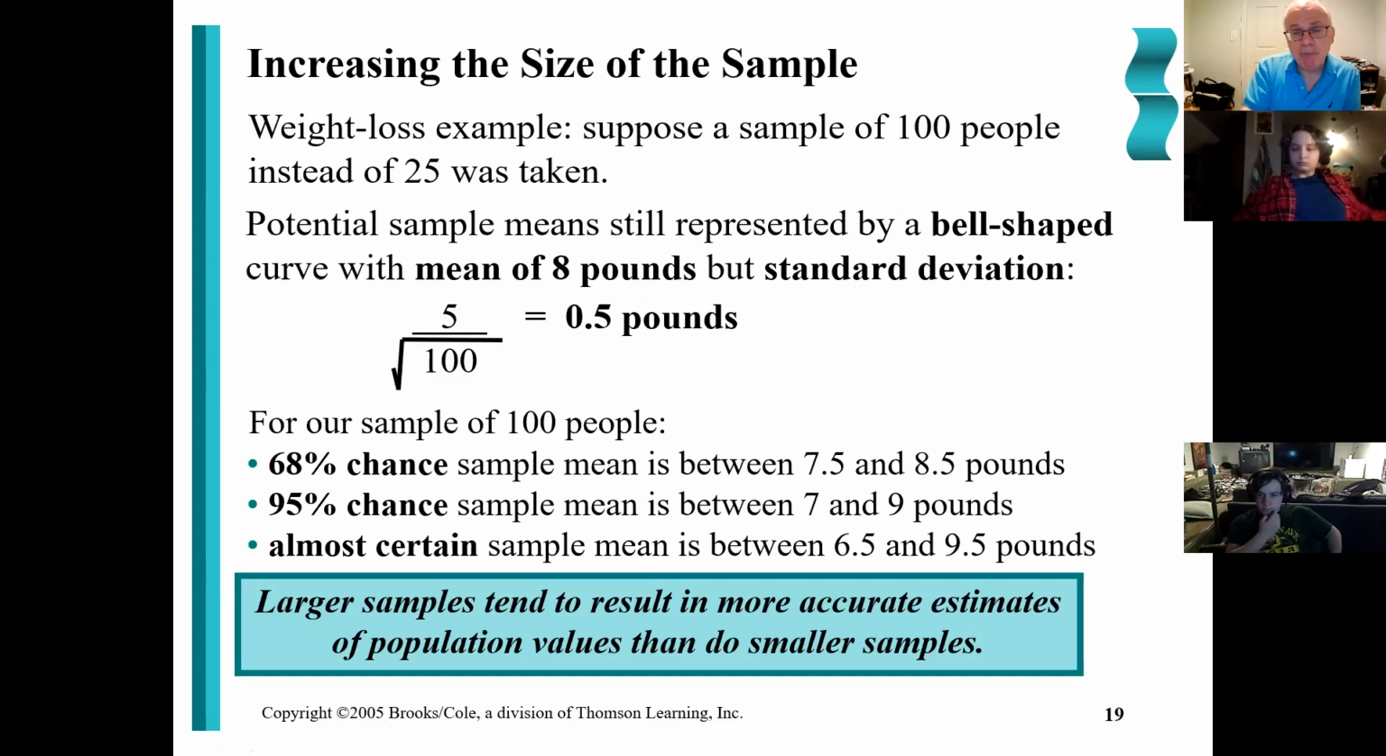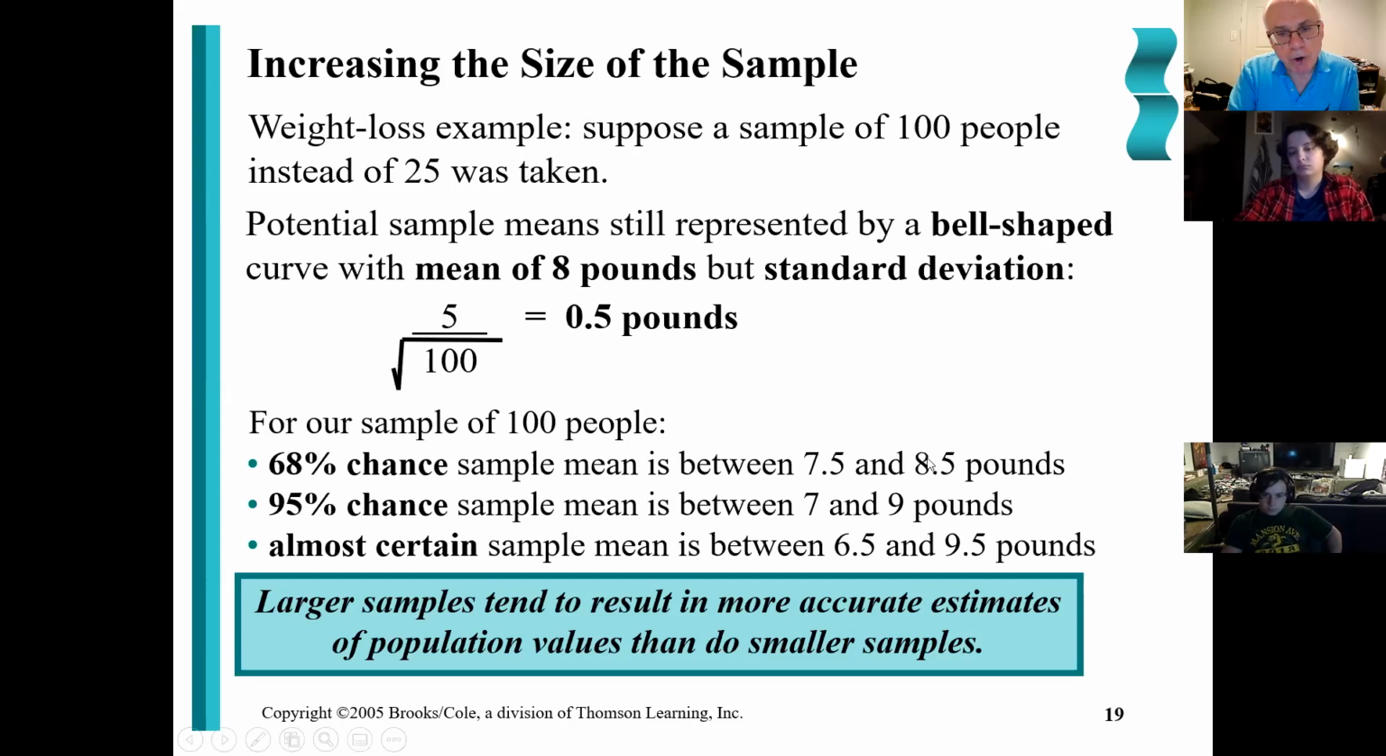Notice if we increase the sample size from 25 to 100, in other words, fourfold, the standard deviation is halved, right? 5 divided by the square root of 100 is a half of a pound. So now a 68% chance is between 7.5 and 8.5. That's 8 minus a half of a pound is 7.5, 8 plus a half a pound is 8.5, and so forth.